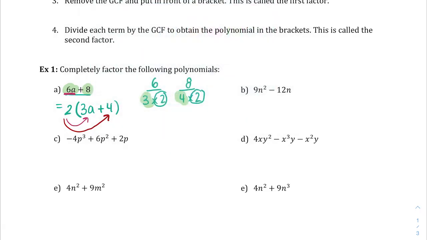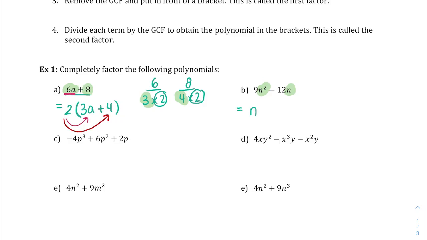Now we're going to have some different examples. We're doing 9n squared minus 12n. Right away you notice that we have an n squared and an n. So the lowest power is n to the power of 1. Since that's common between the two of them, we always factor out the lowest power of the variable. So here we have n.